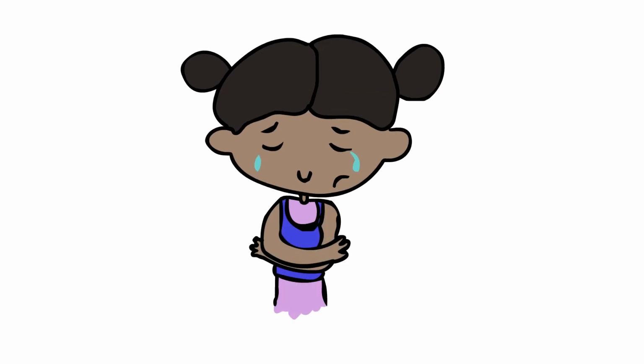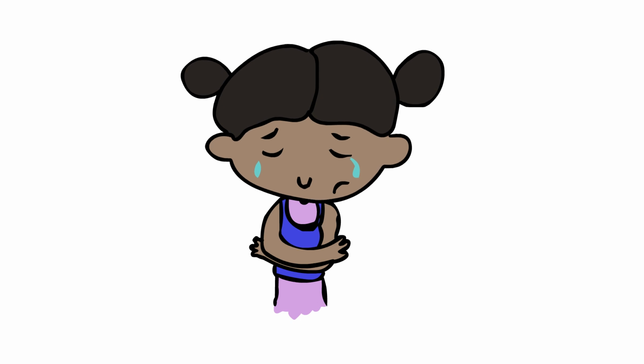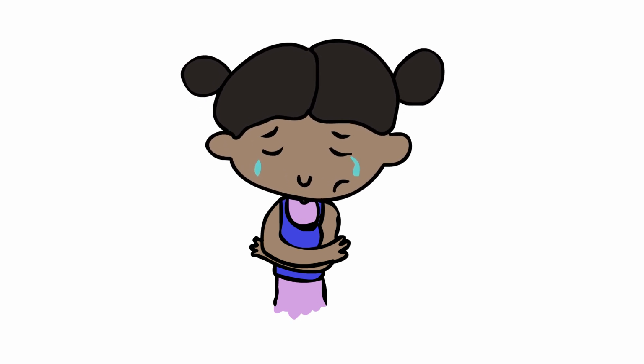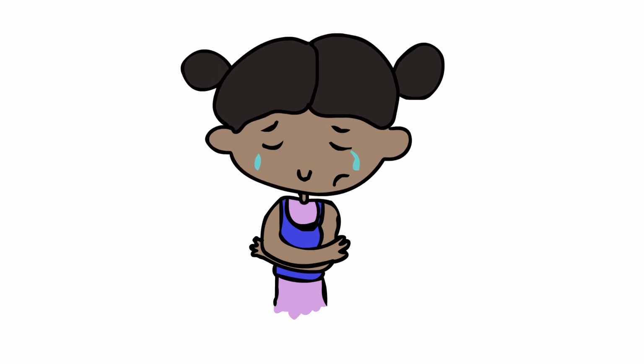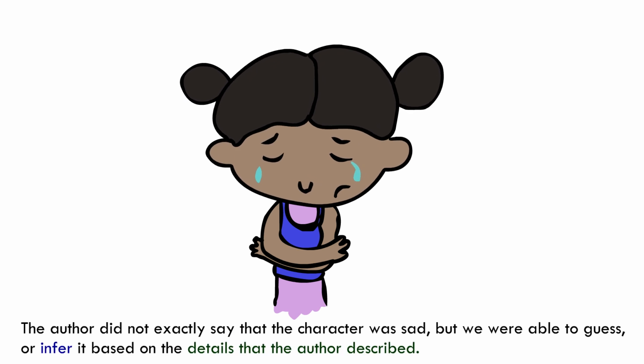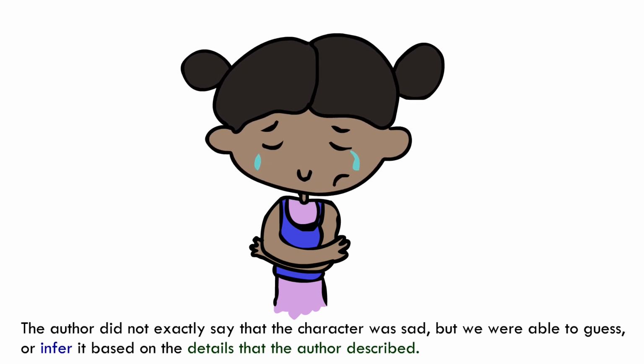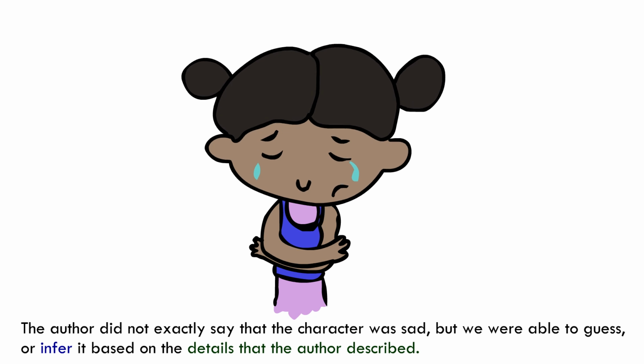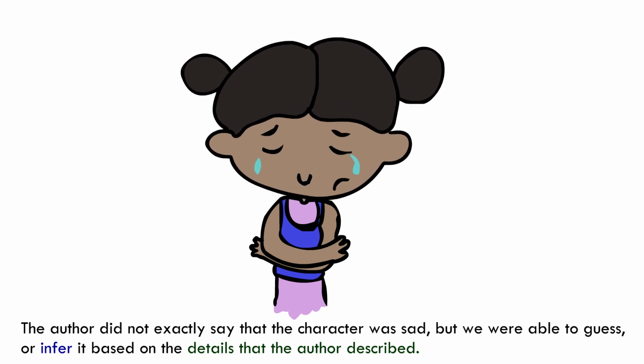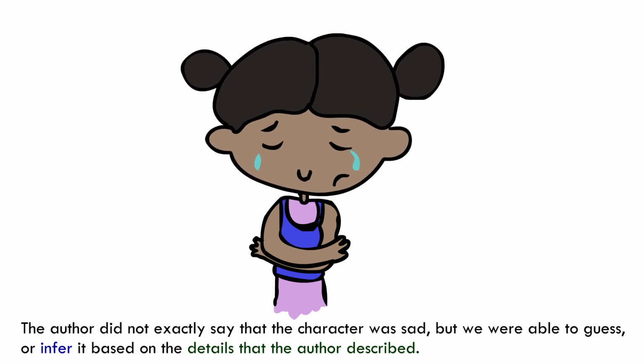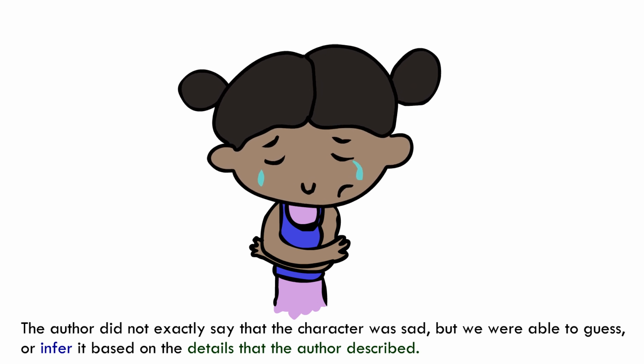For example, if the author describes a character who's slumped over with her head down and tears in her eyes, you can make an inference that this character is sad. Now, the author did not exactly say that the character was sad, but we were able to guess or infer it based on the details that the author described.